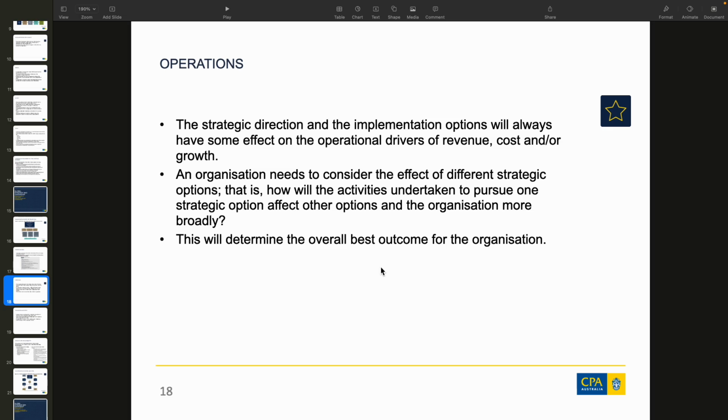So what will happen overall? Okay? This will determine the overall best outcome. So you cannot make decisions just by looking at what one outcome delivers. You also have to see the interrelationship of your outcome versus other outcomes you are pursuing.